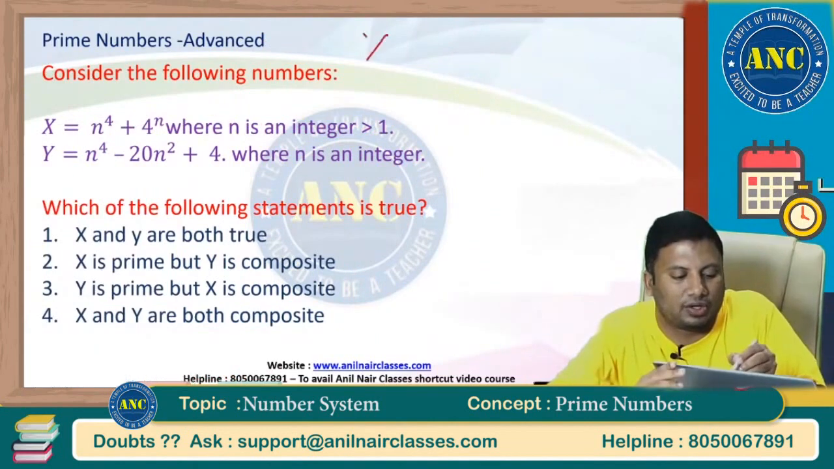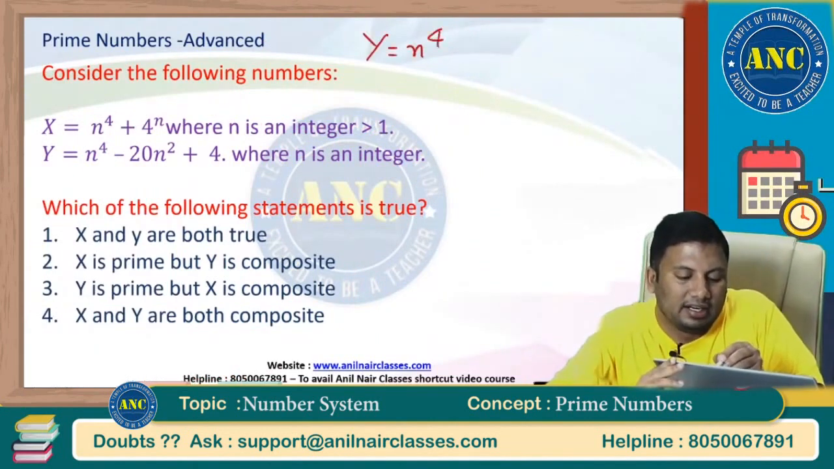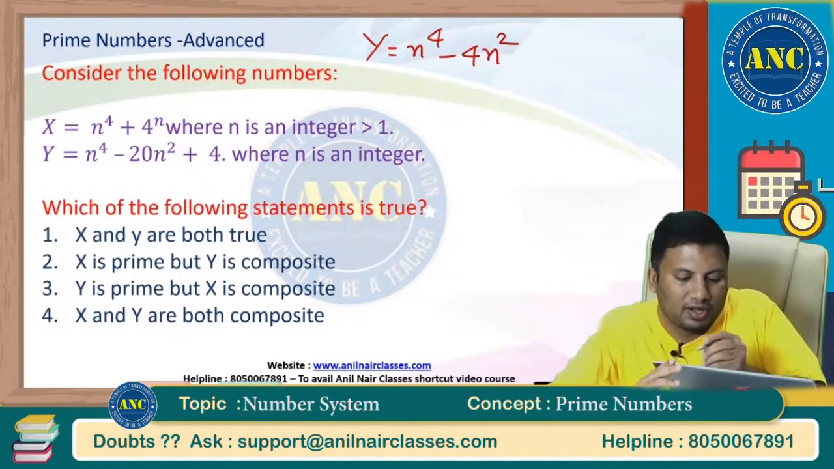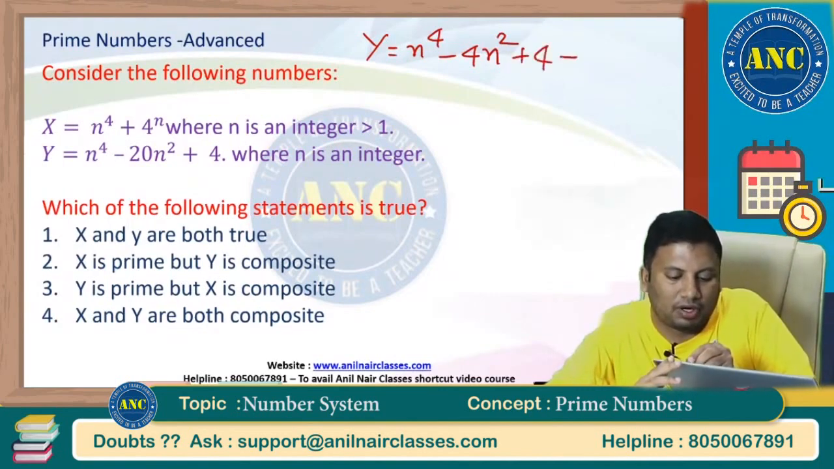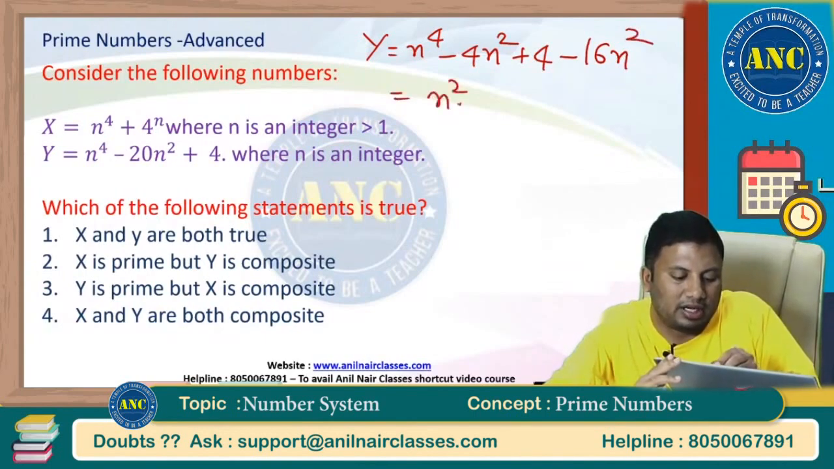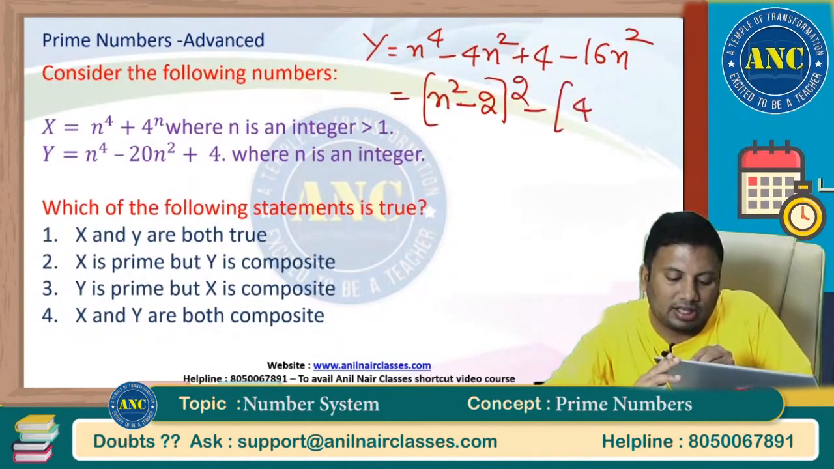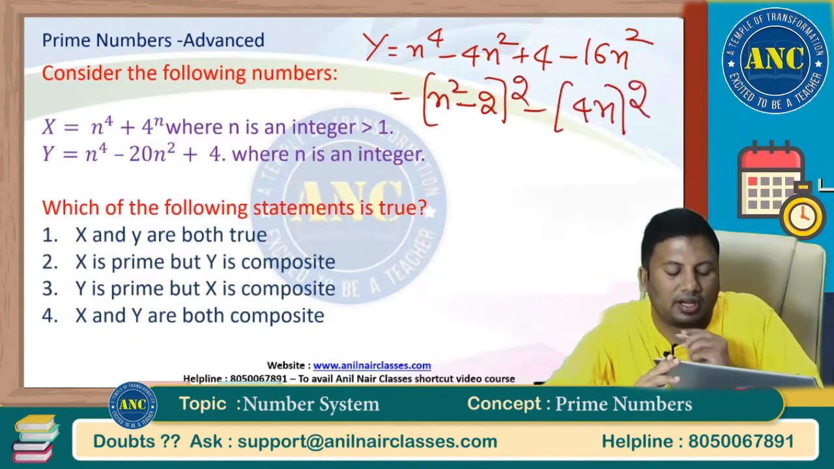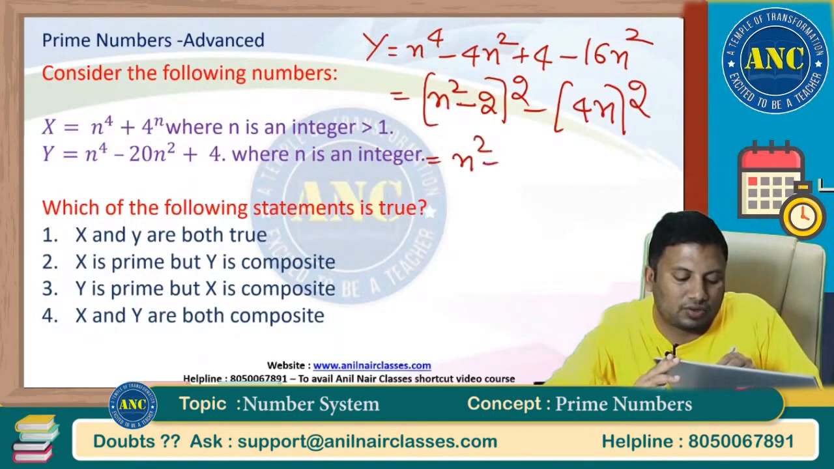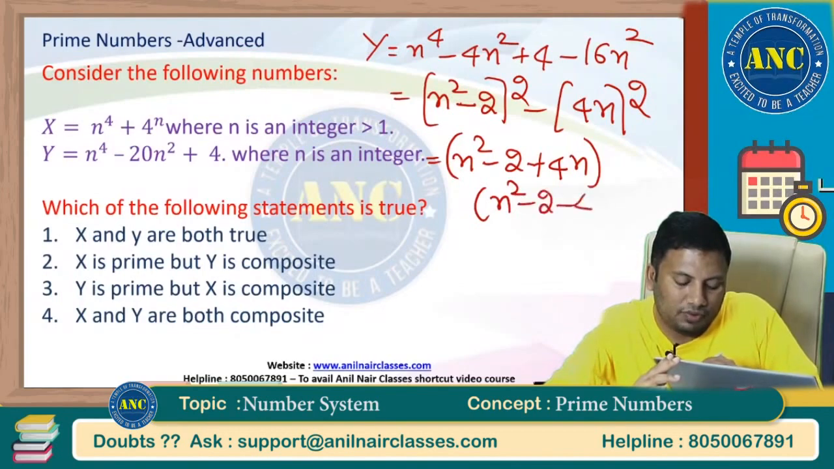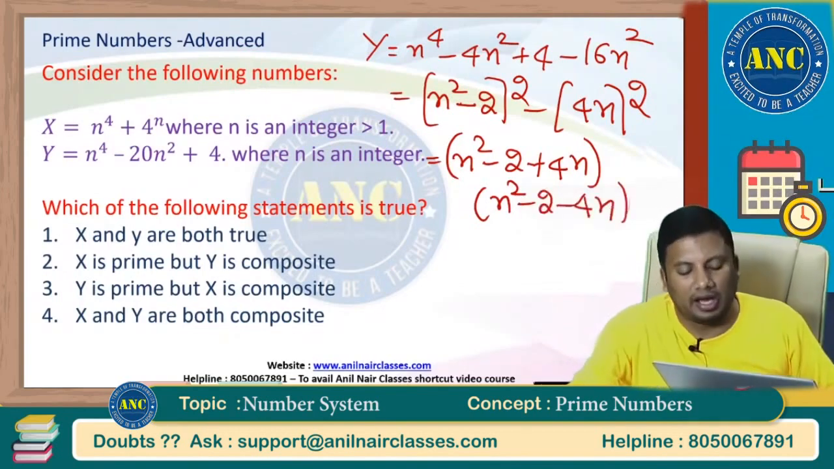Don't get tensed if you see this kind of question. Minus 4n square plus 4 minus 16n square. These are nothing but (n square minus 2) whole square, and these are nothing but (4n) whole square. a square minus b square is (a plus b) into (a minus b). I hope it is clear.